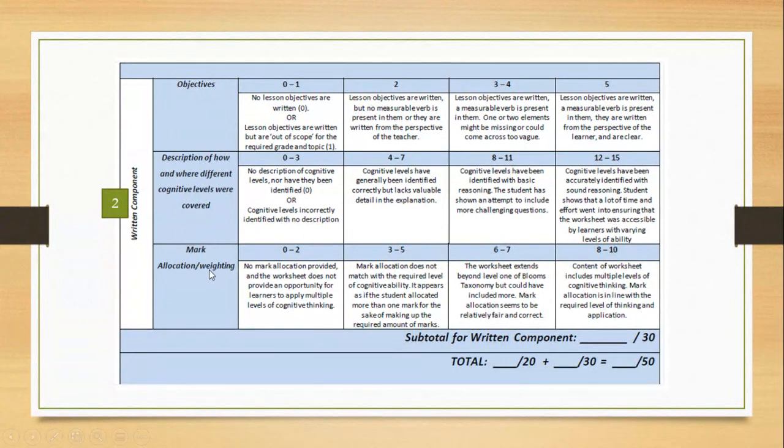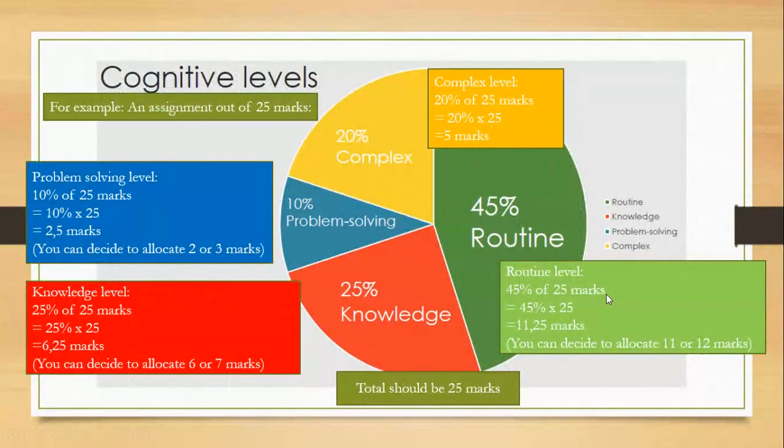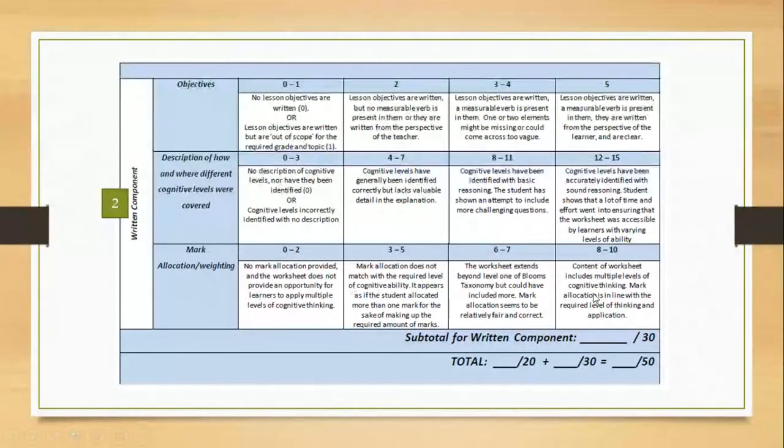And then the mark allocation and weighting was actually my slide with a pie chart of the different levels and how you worked out how many marks should be allocated for each of the levels. So the content of the worksheet includes multiple levels of cognitive thinking. The mark allocation is in line with the required level of thinking and application. That means the required cognitive levels: 45% for routine, 25% for knowledge, 10% for problem solving, and 20% for complex level. So that working out, this one is actually the answer to that last criteria.